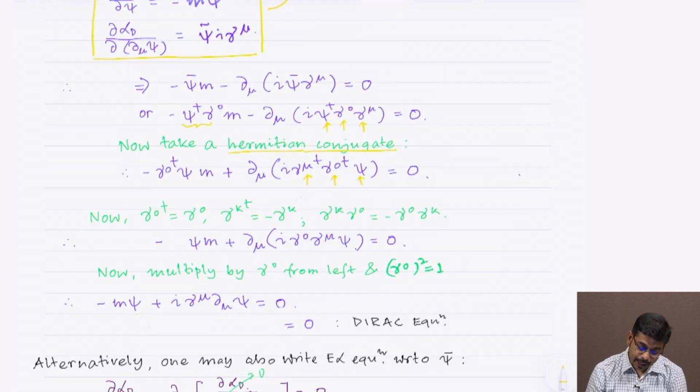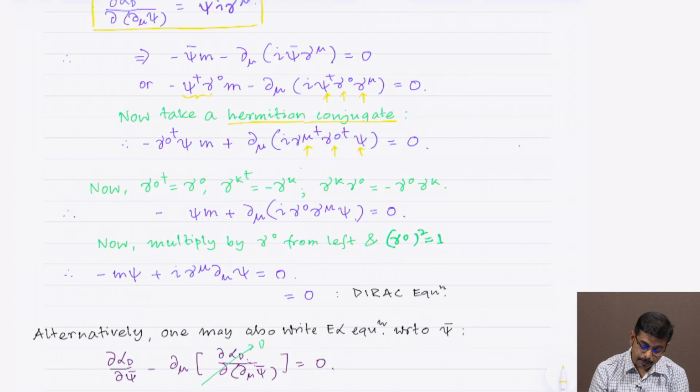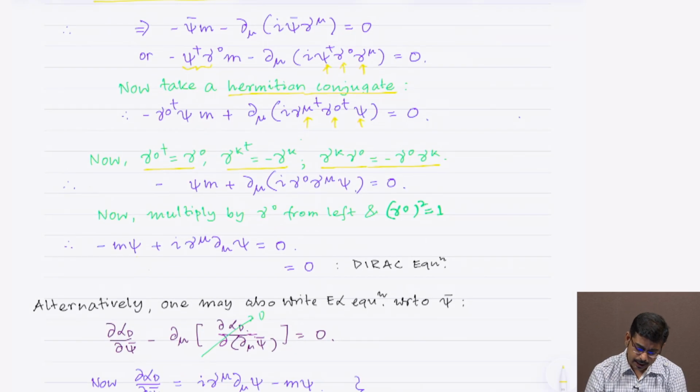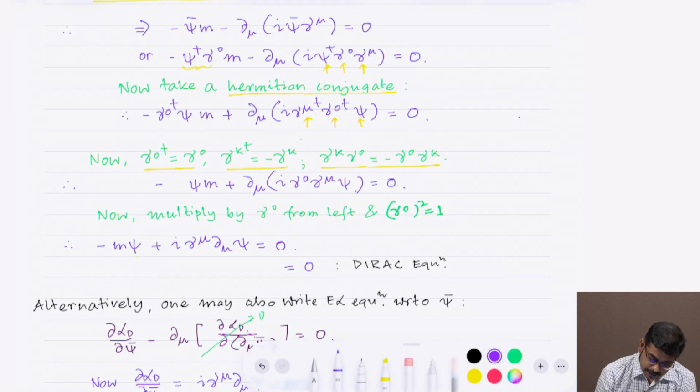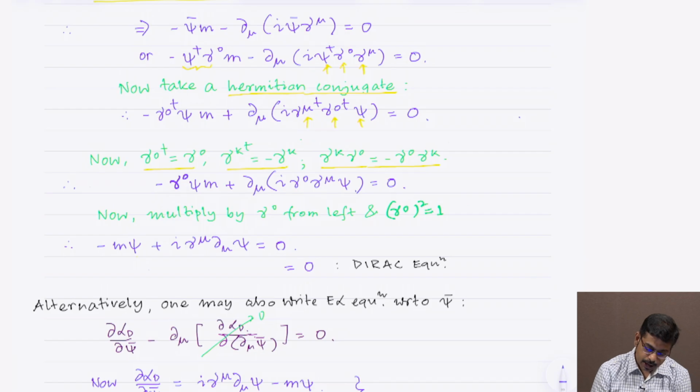Now you remember that we also talked about these properties of the gamma matrices: gamma 0 dagger is gamma 0, gamma k dagger is minus gamma k, and there is an anti-commutation of gamma k and gamma 0 when k is not equal to 0, which is gamma k gamma 0 is minus gamma 0 gamma k. So with this, you can see that gamma 0 dagger will become gamma 0, and psi m remains psi m, and within the bracket this is i gamma 0 gamma mu. I have flipped the position of gamma 0 and gamma mu. Gamma 0 gamma mu psi is equal to 0.